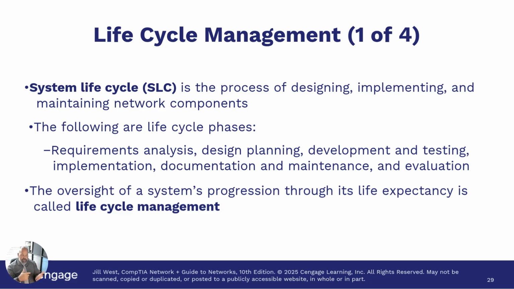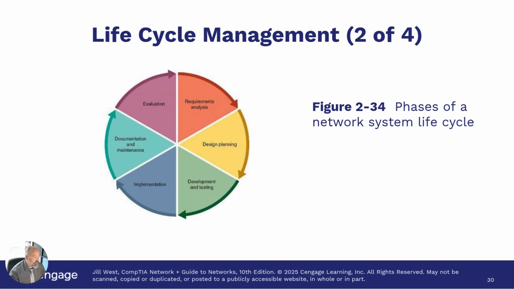It's like building a house. You plan for it, you build it, you move in, you maintain it, and then eventually you either have to renovate, you have to move, or you have to rebuild. So that's kind of the life cycle of a design process of designing, implementing, and maintaining components of your network. And then here's a graphic that shows that it starts with the orange piece of the pie with requirement analysis. Notice it's a circle. It never really finishes. After evaluation comes new requirements, and the cycle starts again.